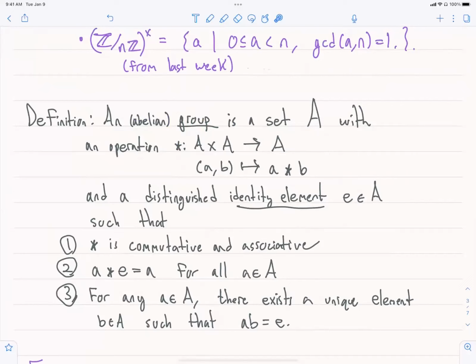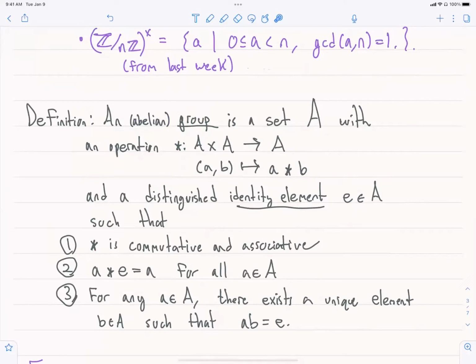Good, so it's an operation star. I can take two elements and make a new element, A star B. And there should now be just one distinguished element. So instead of having a 1 and 0, we just have a single element called the identity element, which I write as E.